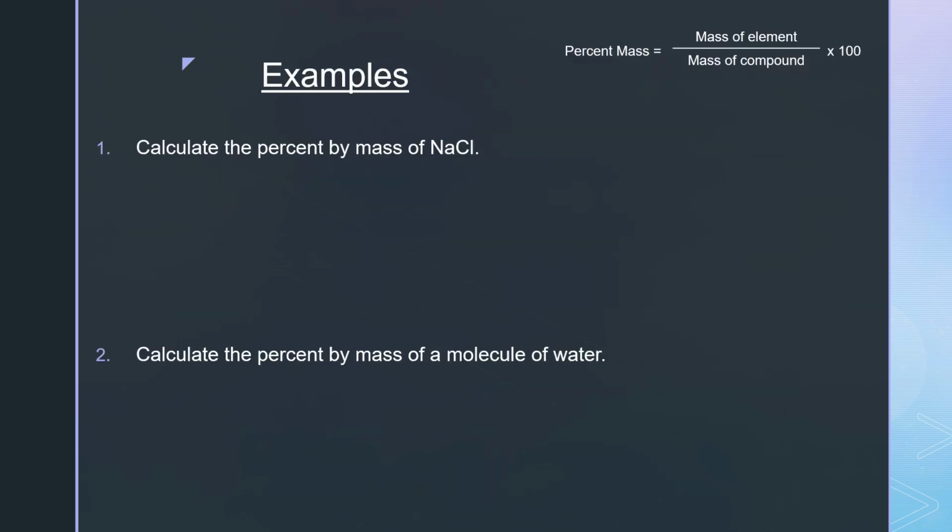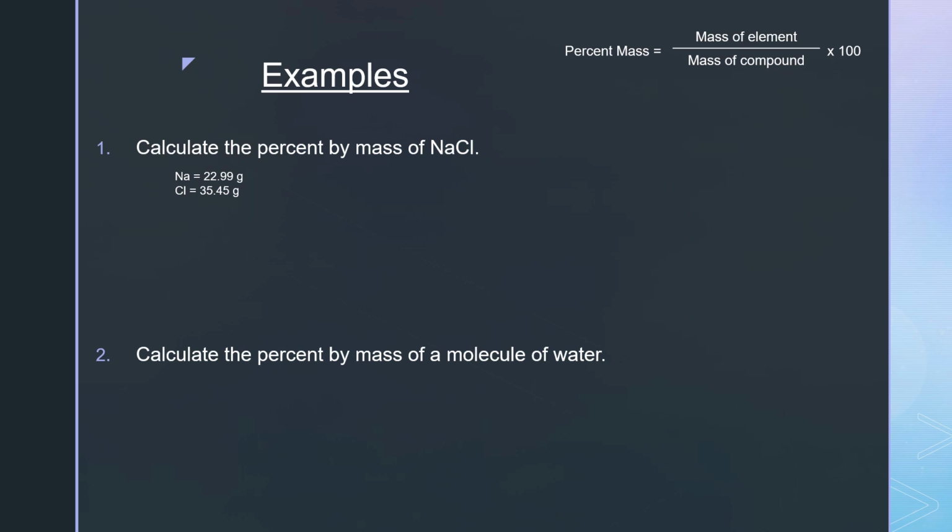All right, let's take a look at a couple of examples with the percent by mass equation. It says calculate the percent by mass of NaCl. First, I'm going to break apart the Na and the Cl, and I'm looking up these values and getting them off the periodic table.